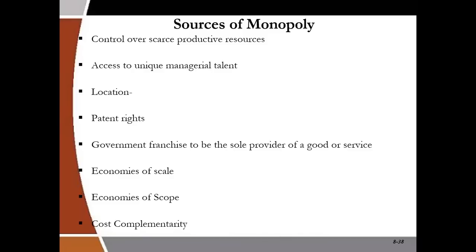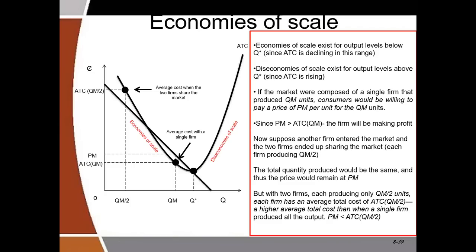The next one is cost complementarities, and this occurs when the marginal cost of producing product A reduces when we produce more of product B, and vice versa, when the marginal cost of product B reduces when we produce more of product A. This simply means that cost complementarity can enable a firm to leverage on cost, and it will be very difficult for other firms to enter, and that means that the existing firm would have monopoly power. So these are some of the sources of monopoly power.